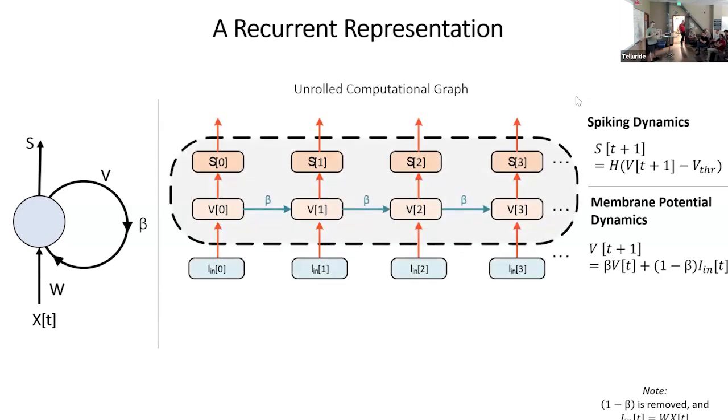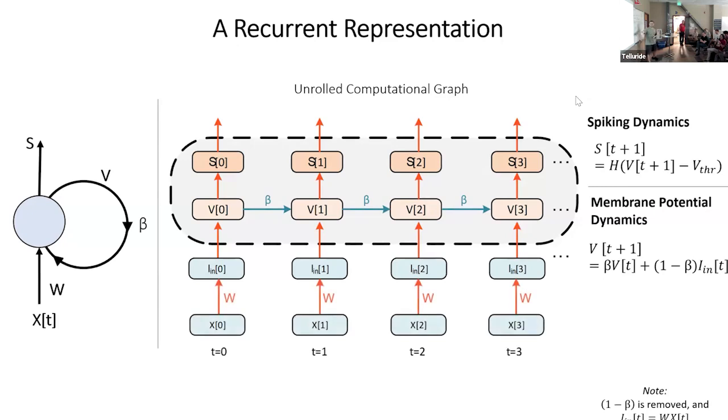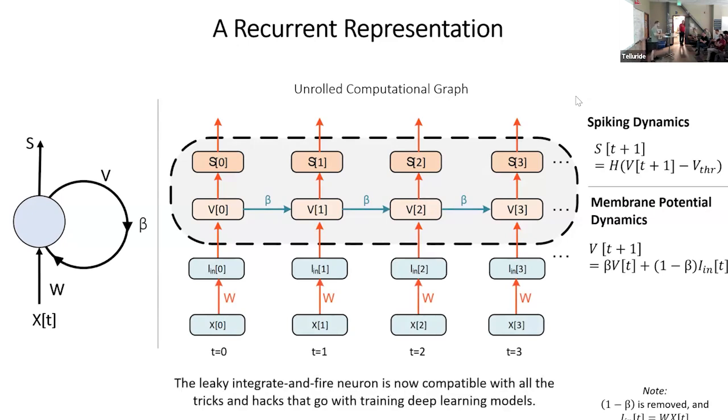And if you want to do some training, it makes more sense to express this explicitly and unroll it over time. So this here is just one neuron. We're moving forward in time from left to right. And it's just the exact same thing right there. Now, if I want some learnable parameters in, then my current can be represented using the product of x and w. So this w is shared across time. And now that we have this acyclic computational graph, which is all neural networks are, the leaky integrate-and-fire neuron is now compatible with all of the tricks and hacks that go with training deep learning models.